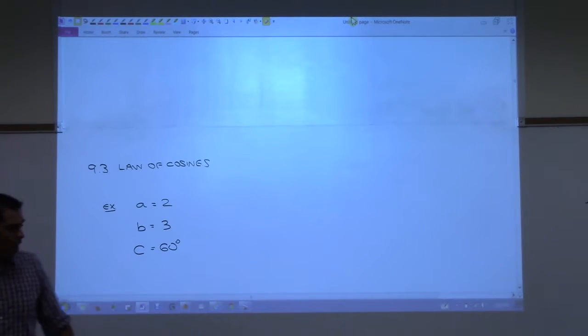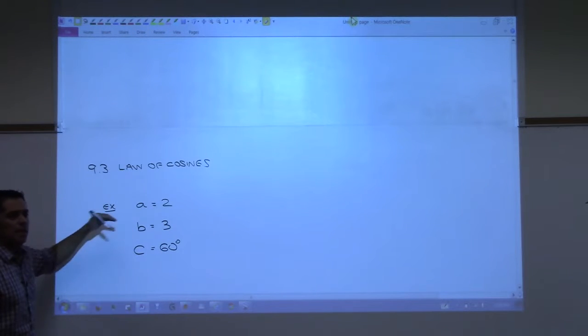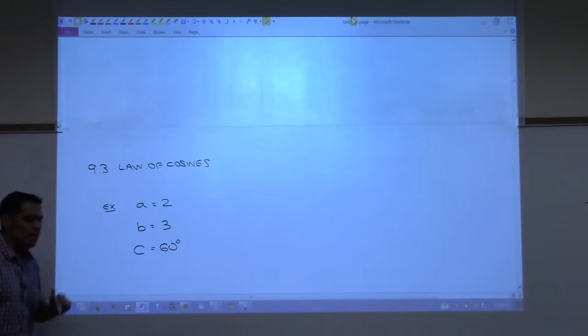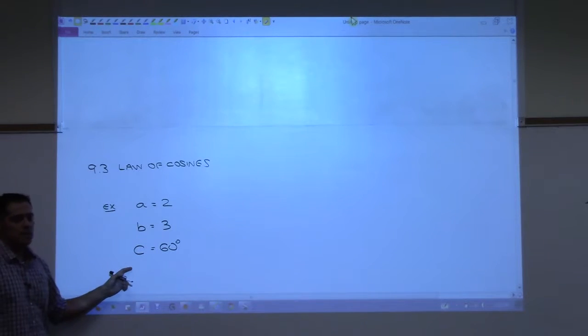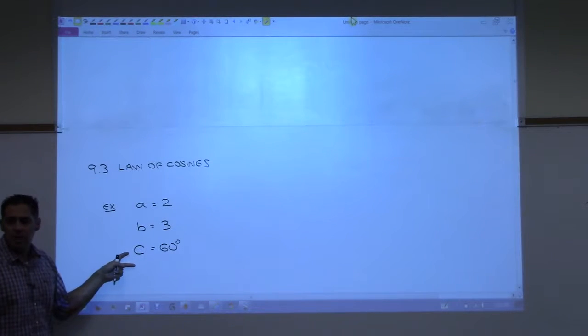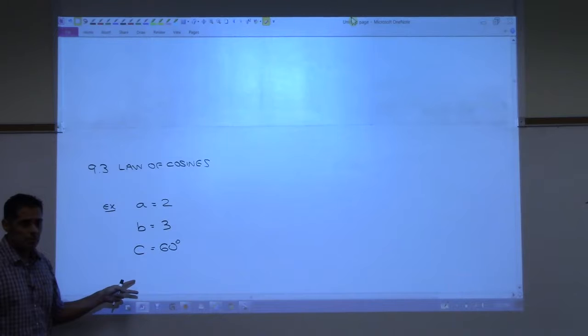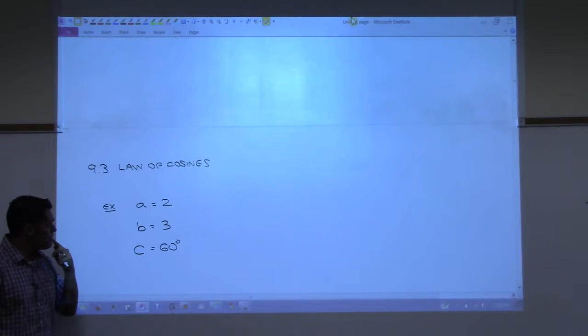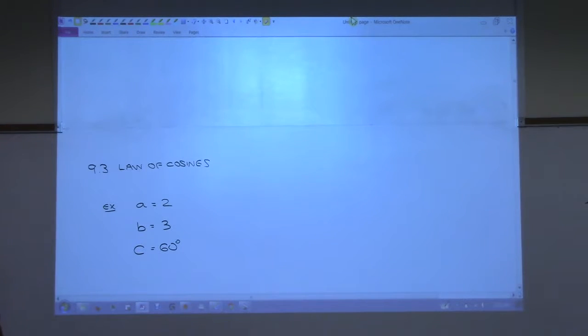Now, if we try and solve this triangle, that means figure out what capital A is, capital B, and little c is off of this. Can we do it with law of sines? Well, let's see. Can we get capital B? We don't have two angles, right? So we can't solve for a third. What can I do? Can I do anything here?